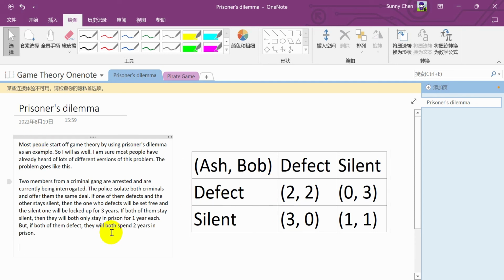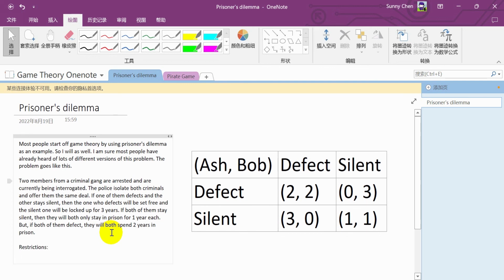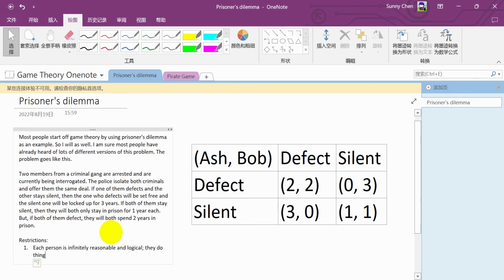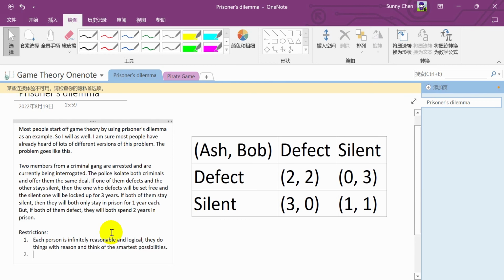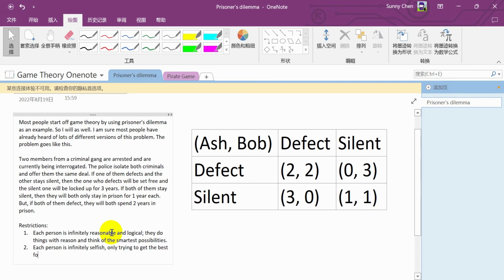We need to set a few restrictions. 1. Each person is infinitely reasonable and logical. They do things with reason and think of the smartest possibilities. 2. Each person is infinitely selfish, only trying to get the best for themselves.